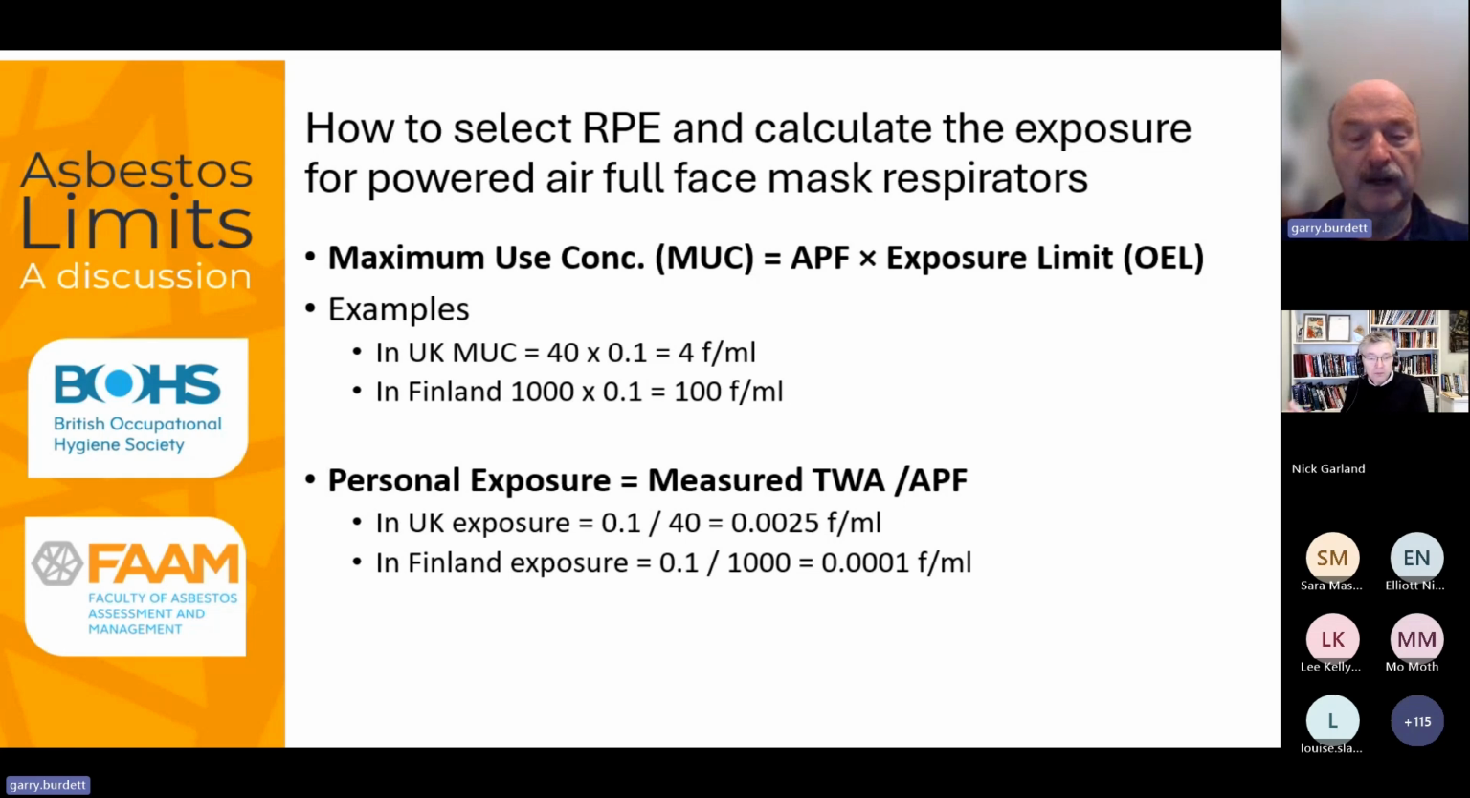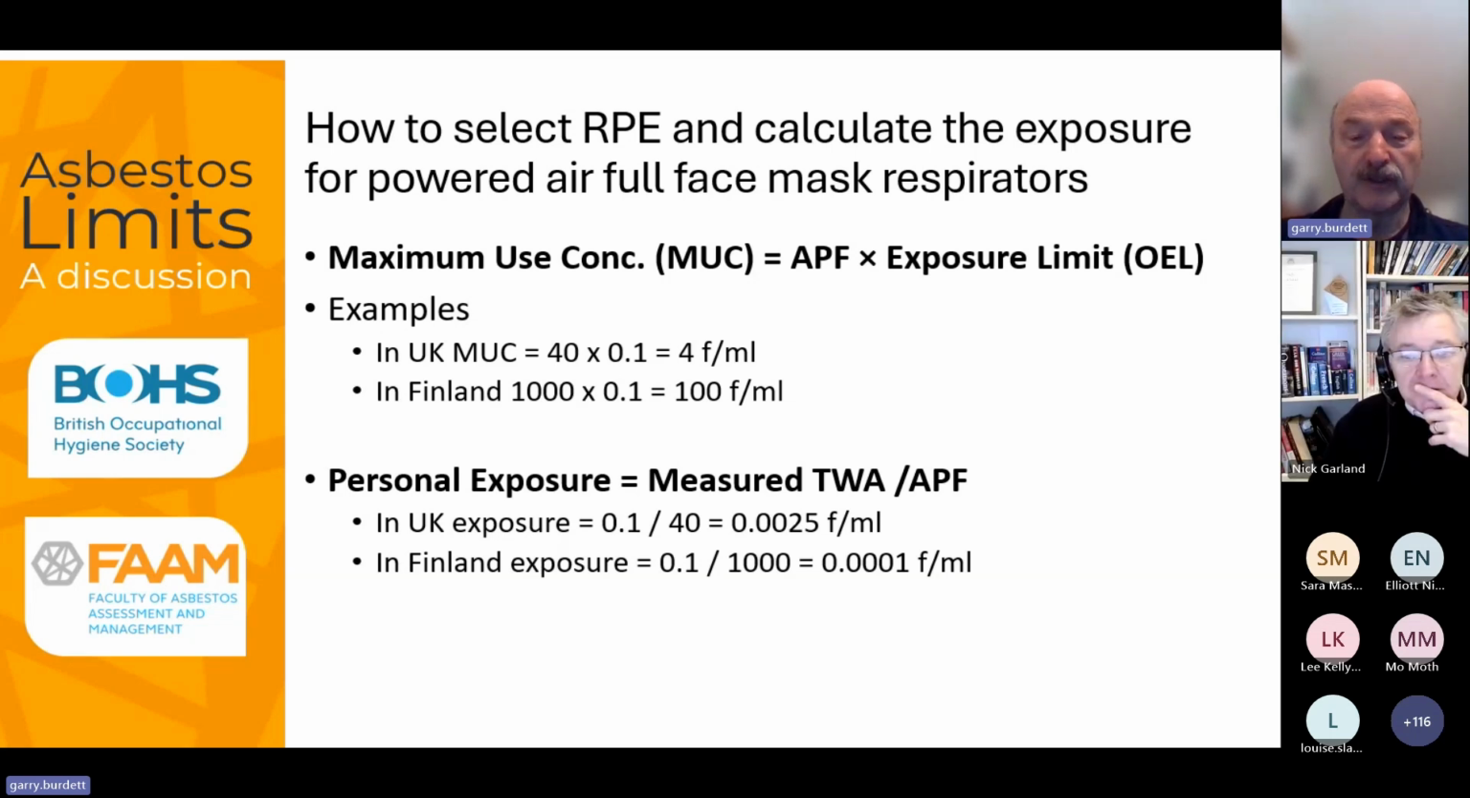Looking at it the other way around, in the UK, if you're controlling the air concentration to 0.1, using the respirators that the guidance says, full face piece powered P3 respirators, you'll be getting an exposure of 0.0025. In Finland, say, or Sweden, your actual recorded exposure will be 0.0001 for doing exactly the same thing with exactly the same respirator.